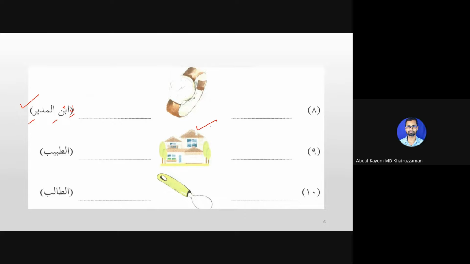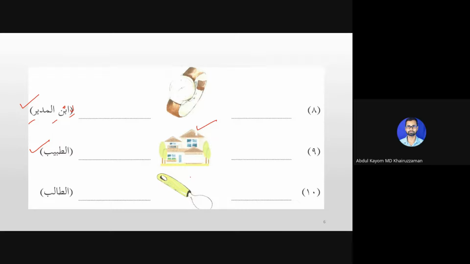Now, next we have a house here. Suppose we want to say whose house is this? Liman hadal baitu. Now, suppose this house belongs to the doctor. So how to say that? Hadal baitu li tabibi. Lil tabibi. Since it is ta, we have to read lit tabibi. Hadal baytu lit tabibi. Okay.